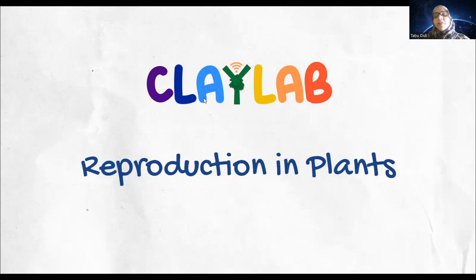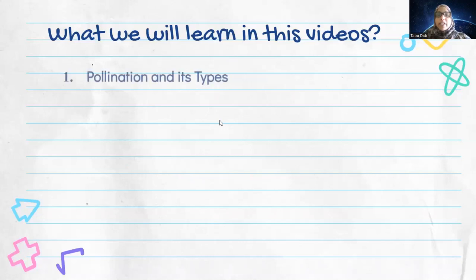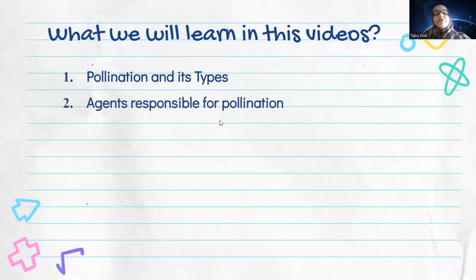So welcome to another video of reproduction in plants. In the previous video, we were discussing double fertilization. In this video, we are going to cover what is pollination and what are the different types of pollination. We're going to see different agents, living agents and non-living agents, that are responsible for carrying out pollination.